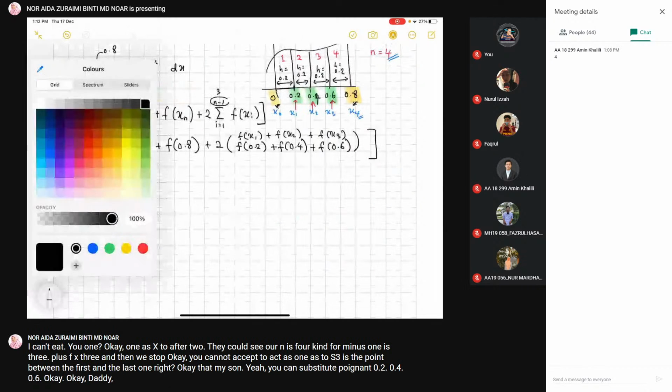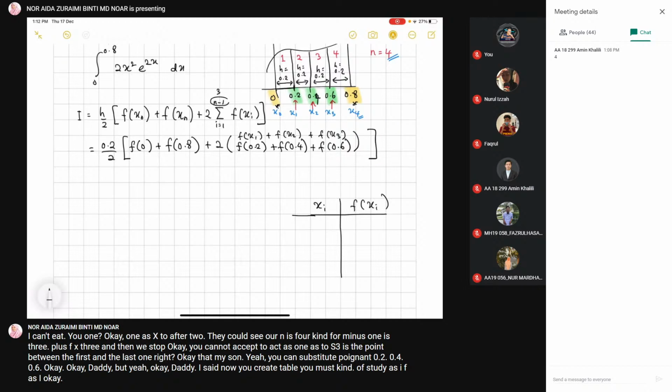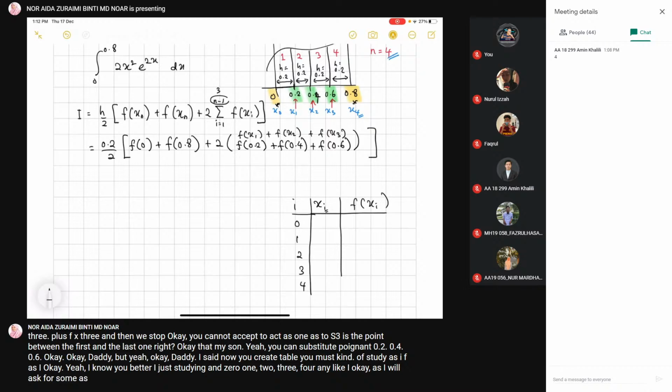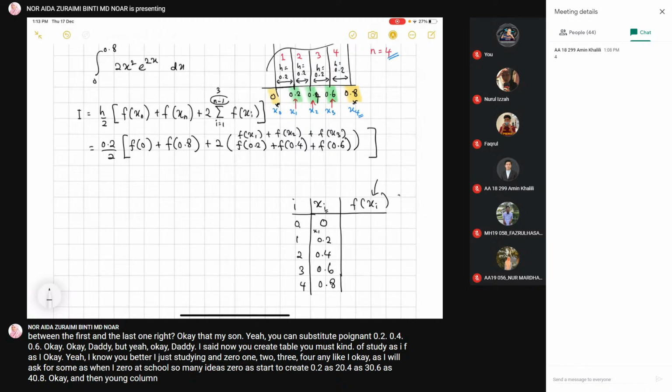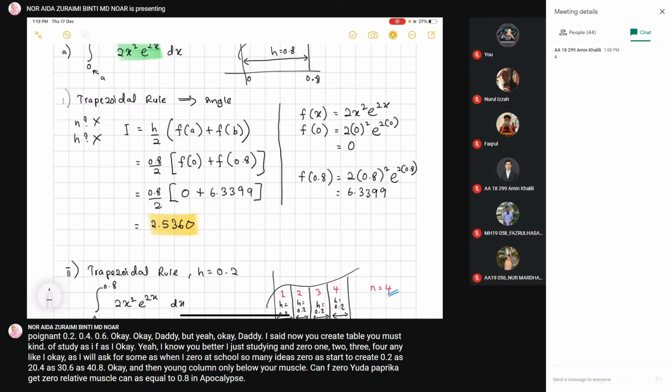Okay, so it is easy if you create a table, you put in x, i, xi, f(xi). For i, we start with 0, 1, 2, 3, 4. This is the value of i. When i is 0, x0 has value 0. x1 is 0.2, x2 0.4, x3 0.6, x4 0.8. And then in this column, when you put in f(0), what do you get? We already calculated that earlier, 0. When we put x equal to 0.8, we also calculated this earlier. When x equal to 0.8, substitute into the function, you will get 6.3399. So you don't need to calculate it again.